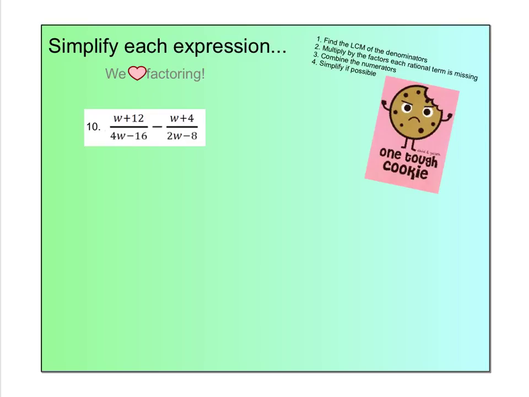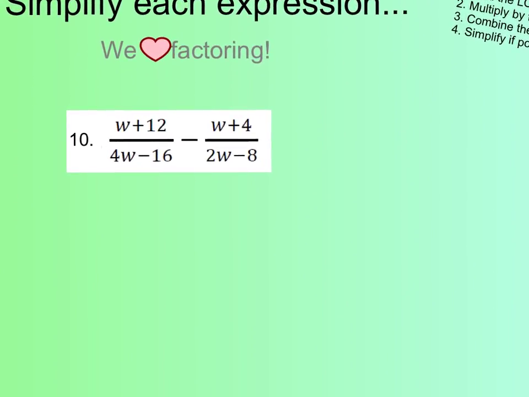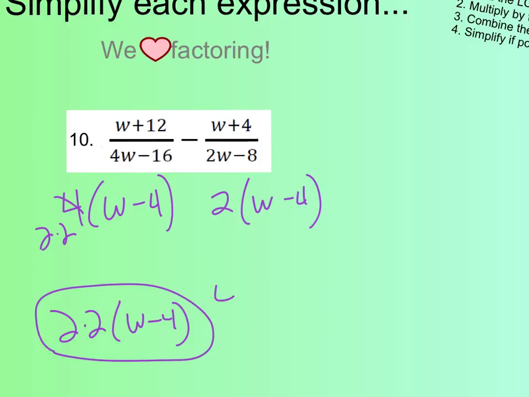So factoring, this is where the fun begins. Factoring is a necessary evil, so this becomes 4w minus 4. Then over here becomes 2 and w minus 4. So now to figure out my common denominator, all right, well 4 can be 2 times 2, so I need 2 times 2 times w minus 4. There's my least common multiple, so that'd be 4 times w minus 4.